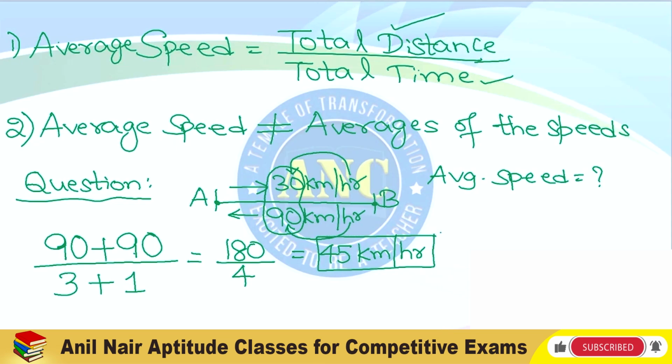I hope the concept of finding the average speed is very clear for every student listening to the class. Average speed, once again I am repeating, is the total distance divided by total time, and that average speed is not equal to the average of the speeds.